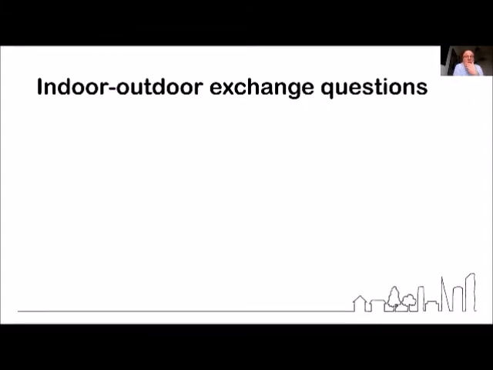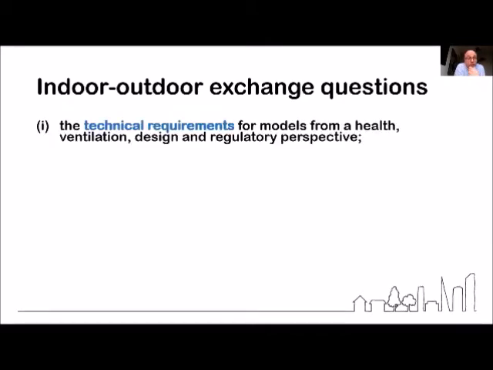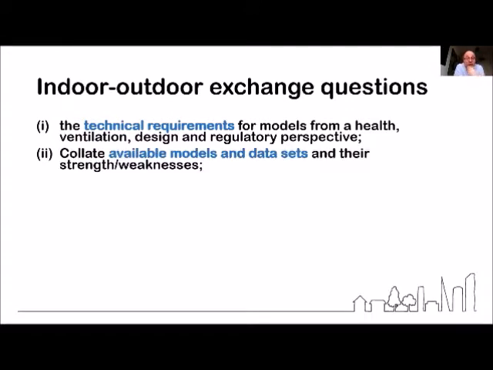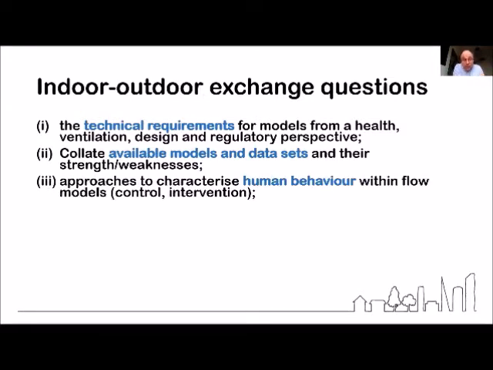Some of the questions that we would like to address are, firstly, what are the technical requirements for models from a health, a ventilation, a design, and a regulatory perspective? And then what models are available, what measurements have been made, what are their strengths, what are their weaknesses? So this is really going into the literature and drawing on the knowledge of the network to figure these out.